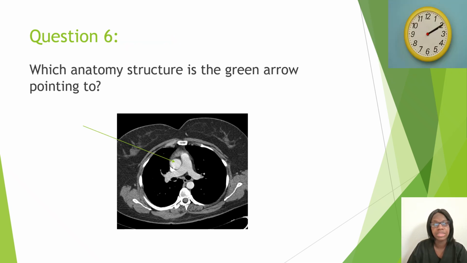Question 6. Which anatomy structure is the green arrow pointing to?